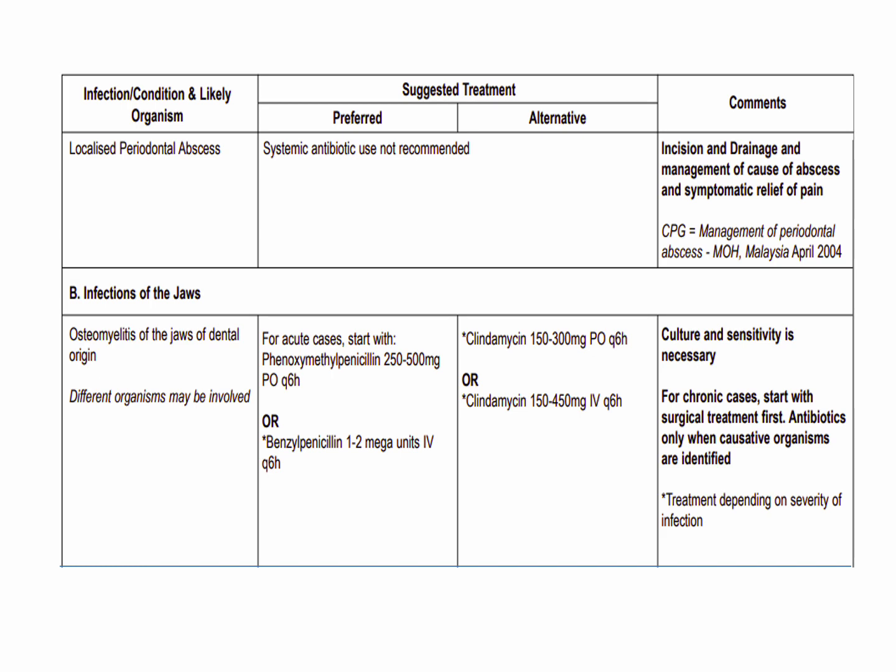Localized periodontal abscess is also not indicated for systemic antibiotics. For infection of the jaw, for example, osteomyelitis of the jaw of dental origin, we can prescribe antibiotics. We can give phenoxymethylpenicillin, or we can give benzylpenicillin.